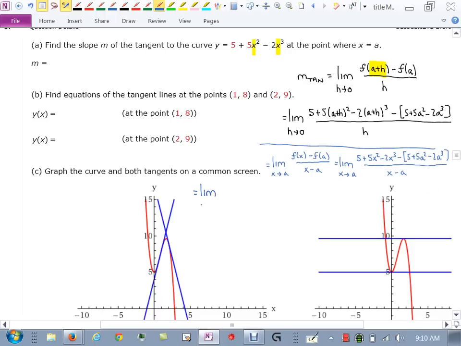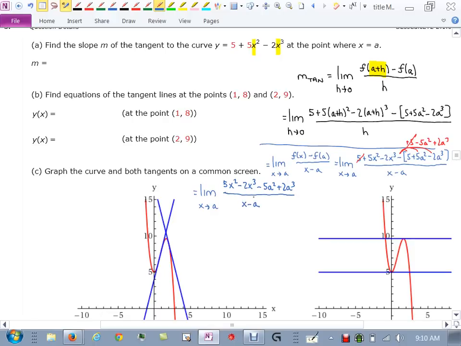Limit x approaches a. Now notice, when I distribute through with this negative sign, it creates a plus 5 minus 5a squared plus 2a cubed. And this 5 and this 5 will cancel. So what I'm left with is 5x squared minus 2x cubed, then minus 5a squared plus 2a cubed all over x minus a.